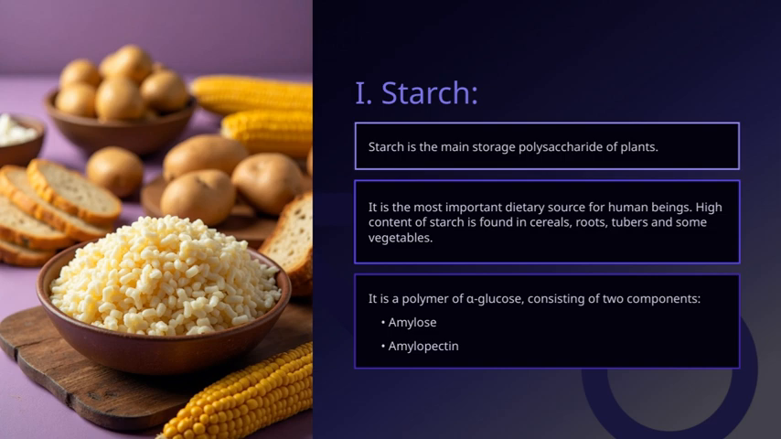Starch is the most important dietary source of carbohydrates for us. You'll find it abundantly in cereals like rice and wheat, as well as in roots and tubers such as potatoes and yams, and even some vegetables. In plants, starch serves as the main storage polysaccharide, storing energy that the plant can draw upon when needed. So, understanding starch is key because it links plant biology to our nutrition and energy intake.